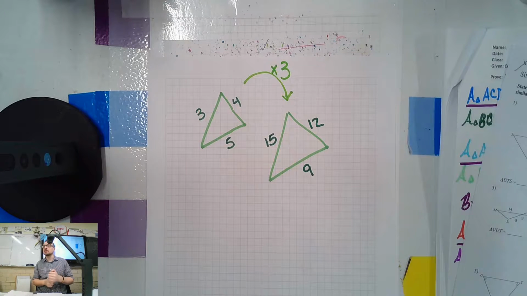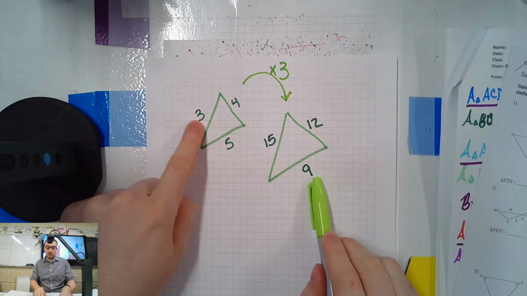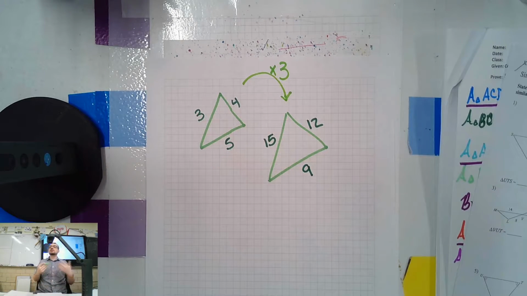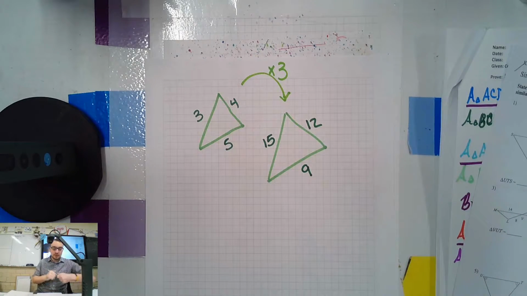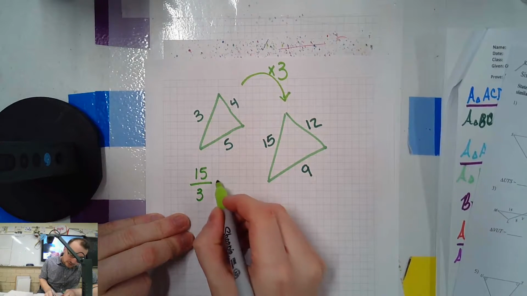You have to be careful, right? Don't just look at the first one and assume you know it. These triangles won't always be laid out so nicely. So it's times 3. 3 times 3 is 9. 4 times 3 is 12. 5 times 3 is 15, okay? So we say they are similar because there's a number that takes one to the other, multiplication-wise.